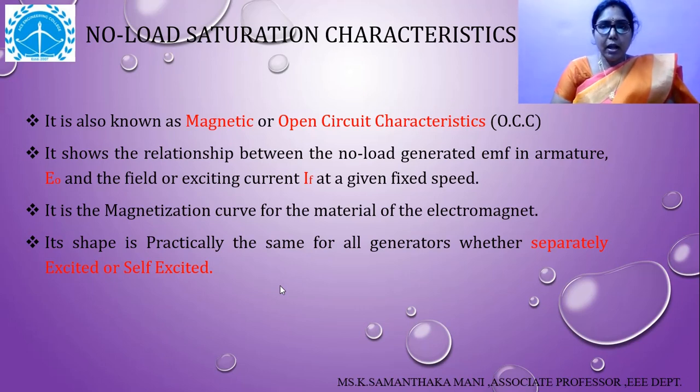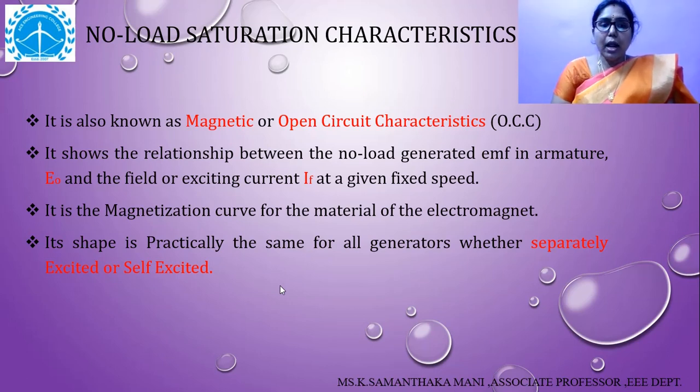We can draw these open circuit characteristic curves for different speeds. If we consider one speed, we can draw one open circuit characteristic curve corresponding to that speed. One important point is that the speed has to be maintained constant, kept fixed. As the field current is changing, we obtain how the generated EMF in the armature is changing. That curve gives the open circuit characteristic curve of a given DC generator.